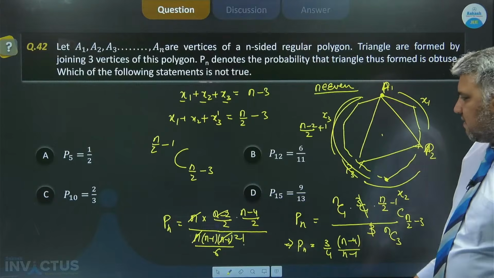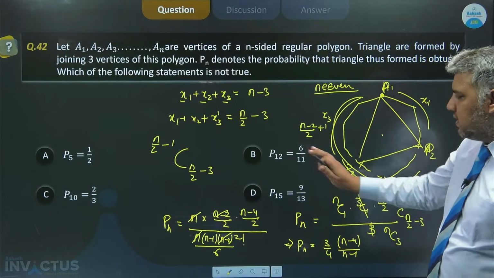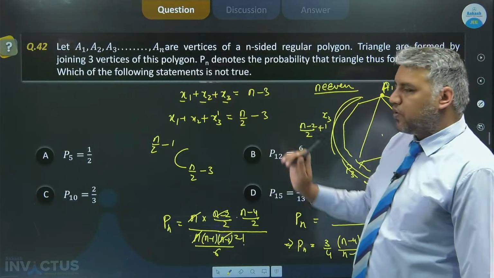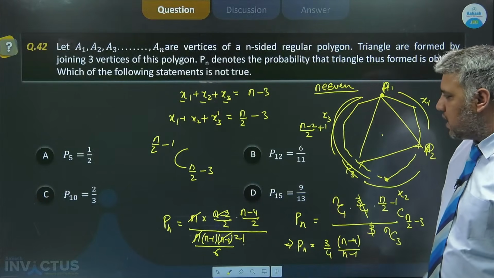So this is 6 by 11. So this is the correct option. I mean, this is a correct statement that P12 is 6 by 11. We have to find which of the statements is not true. So this is a true statement, and this will not be the answer.